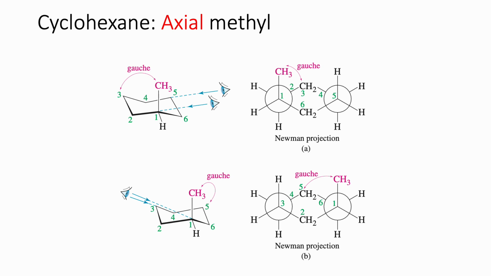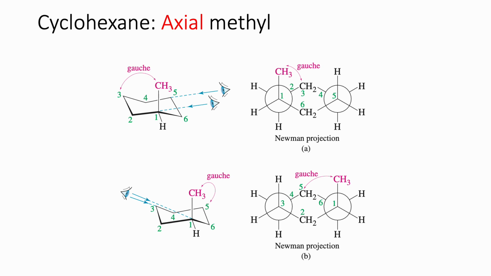And if we look at the Newman projection on the bottom, we can see that that methyl group on carbon 1 is also interacting with carbon 5. It's also gauche to carbon 5. So there's actually 2 gauche interactions here between the methyl group that's in an axial position and the carbons that are within the ring. So we call this a 1,3 diaxial interaction, and this is because the axial methyl group is actually interacting with 2 of the carbons in the ring and causing steric hindrance.